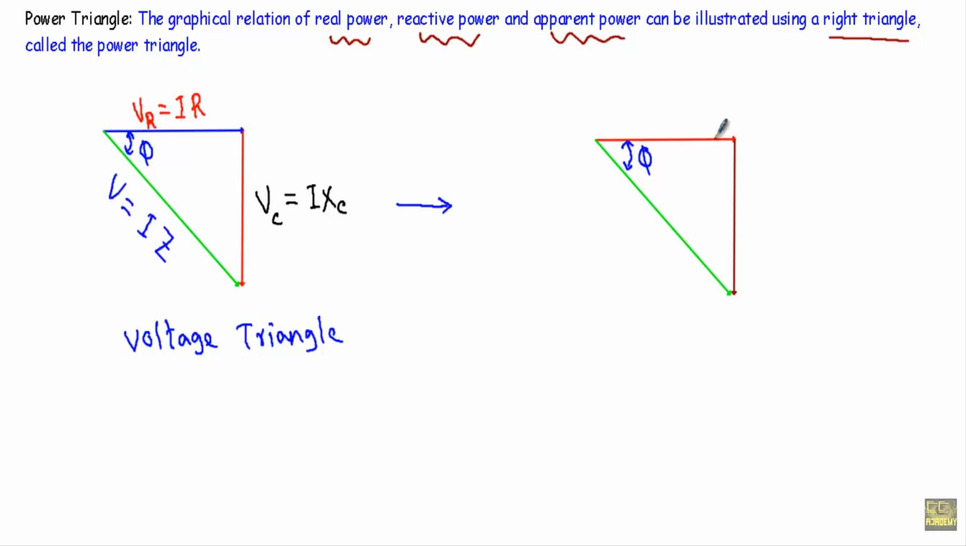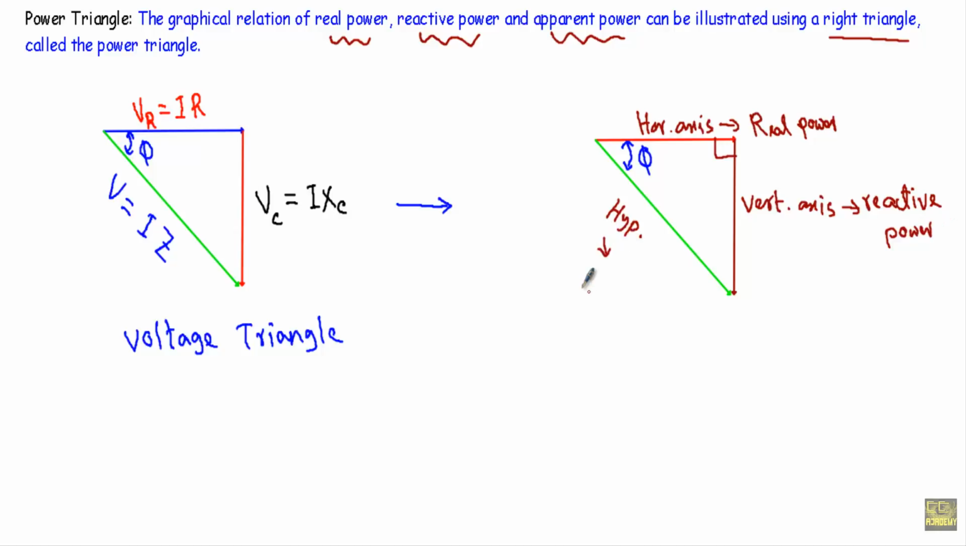Let's say if I have this right triangle here, this will be its horizontal axis, this will be its vertical axis, and this axis will be known as hypotenuse of the right triangle. Now see, here we will represent the real power in the direction of horizontal axis. We will represent the reactive power in the direction of vertical axis, and we will represent the apparent power or total power of the circuit in the direction of hypotenuse.